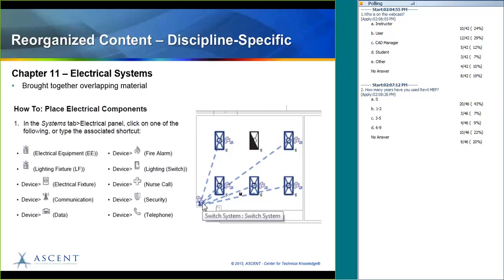They're there to hold the wires, which are rarely drawn in any kind of a building design. So again, we did bring together overlapping material within this, and you can see how to place electrical components. We just gave you all the different kind of electrical components you can add in. These are individual tools that you can choose, but the methodology is exactly the same.